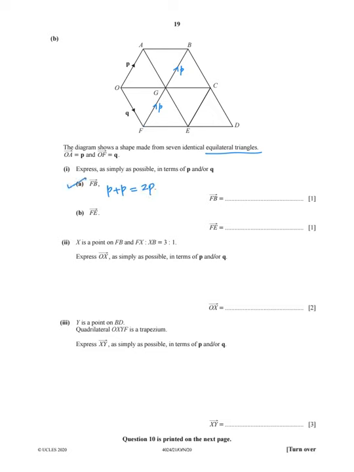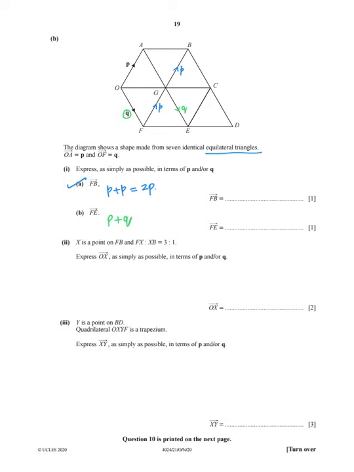After that, it says FE. If this vector is Q, it's this one, right? That means we have this vector Q as well. We need to find out FE. So FE will be P plus Q. After that, it says X is a point on FB such that FX to XB is 3:1. Express OX in terms of P and Q.